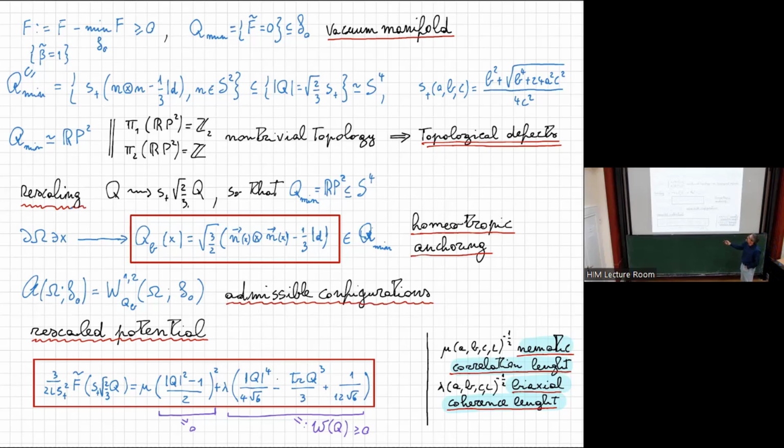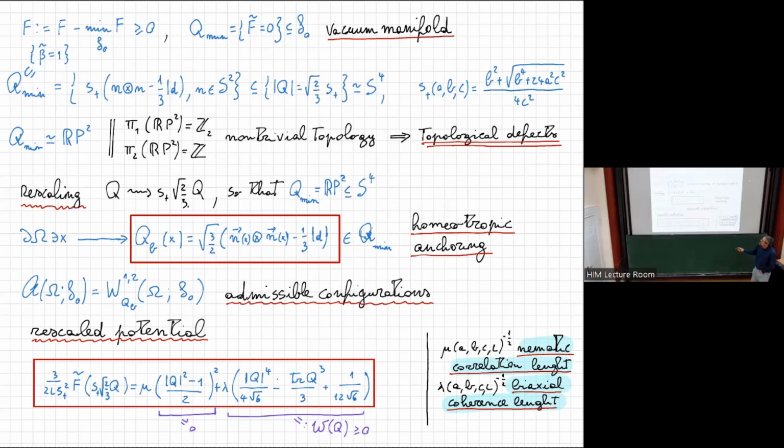For technical reasons, it's better to rescale the matrices slightly in such a way that the projective plane is really inside the unit sphere. So I'm normalizing the radius. And the natural boundary condition to exploit this topological defect is the so-called homeotropic anchoring. That is, at a point of the boundary, you have matrices which are cooked up as uniaxial matrices given in terms of the outer normal. So you have the outer normal to the point of the domain, and out of that you cook up these uniaxial matrices, which essentially cost zero potential energy. Because of that, when you minimize the energy inside, you will see topological defects appearing.